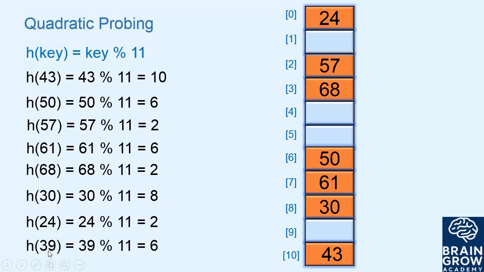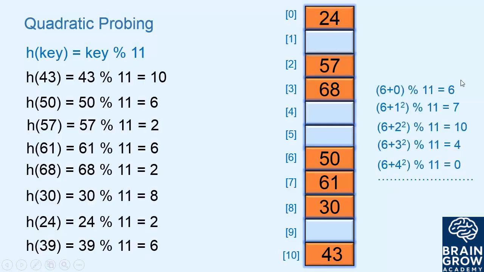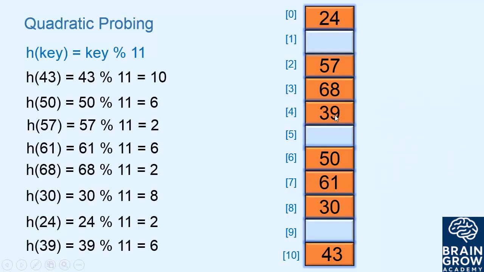Next we have this key 39. It is mapped to location 6. Location 6 is not empty. This is a sequence of locations that we'll try. First we try this location 7. It is not empty. Location 10. It is not empty. Location 4. This location 4 is empty. So we'll insert the key here at location 4.